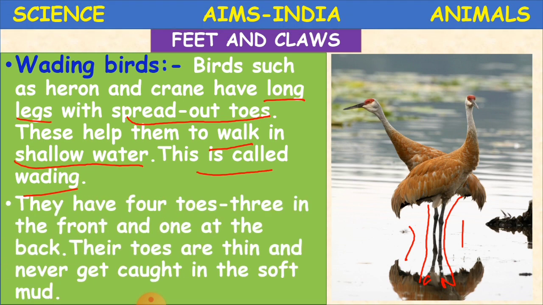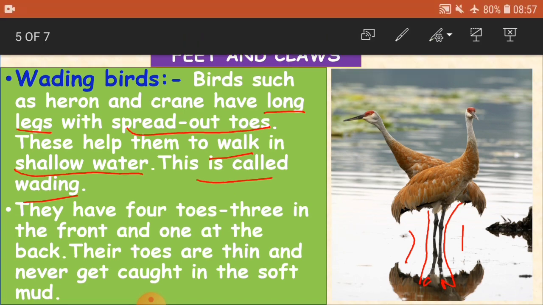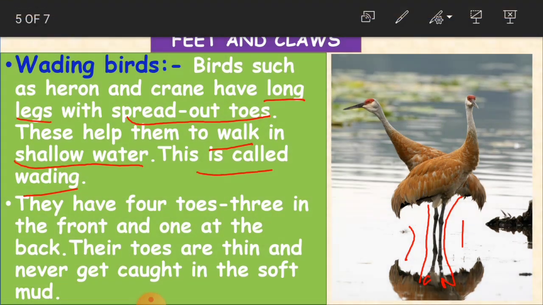Clear? Now they have 4 toes, 3 in the front and 1 at the back. Okay, same like the other birds, except climbing birds. As the remaining birds, they have also got 4 toes. And 4 toes is 3 in the front and 1 at the back. Okay, 1 at the back.